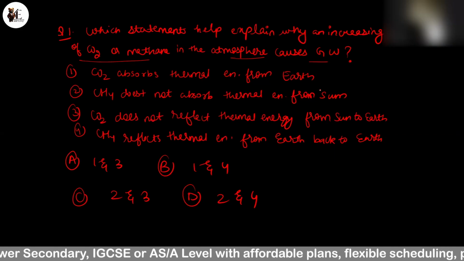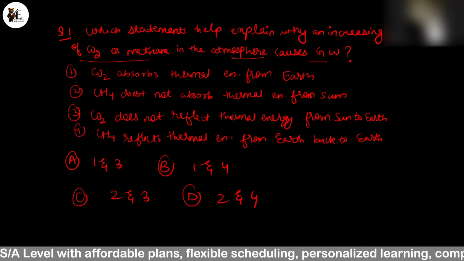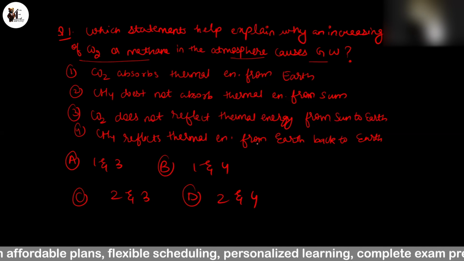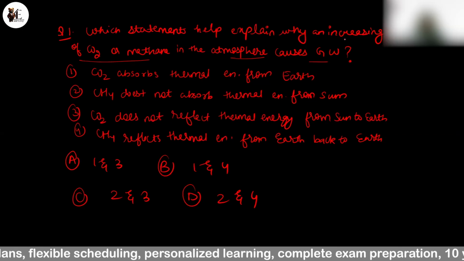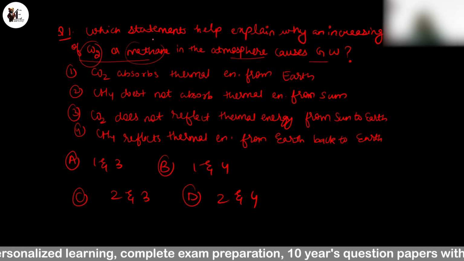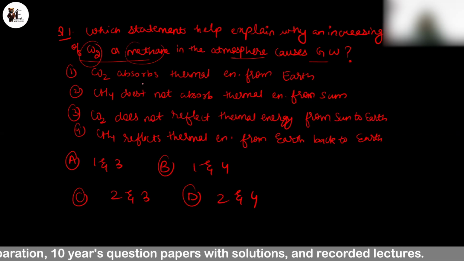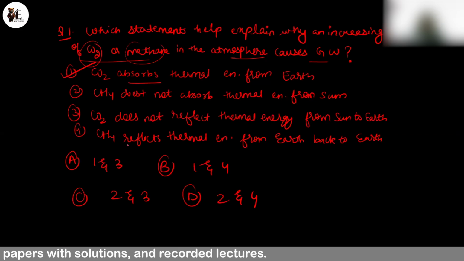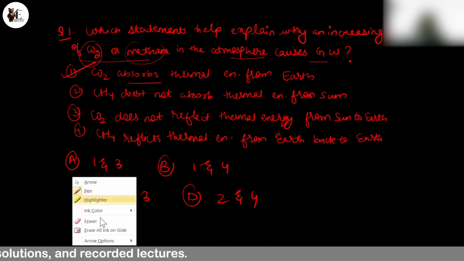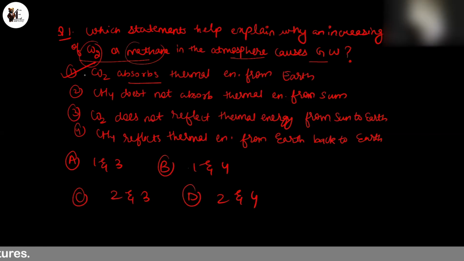The last one is methane reflects thermal heat from Earth back to Earth. Which statements help explain why an increasing amount of carbon dioxide and methane in the atmosphere causes global warming? As you know, carbon dioxide and methane are both greenhouse gases. So the first statement says that carbon dioxide absorbs thermal energy from the earth. Is the statement correct? I think so. Yes, it is correct.